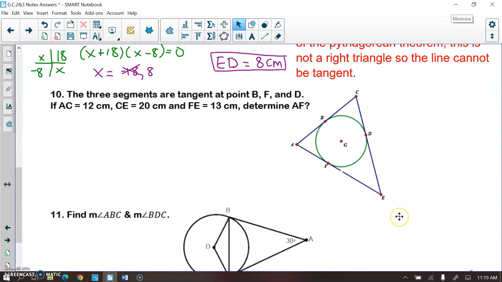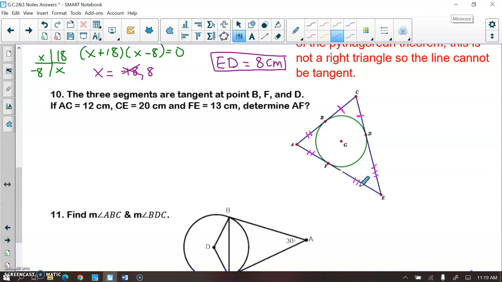All right, so looking at the next one, just looking at the diagram, I have tangent segments BC and DC intersecting at C, so both of those are congruent. I have BA and FA intersecting at the same point on the outside, so both of those are congruent. And I have tangent segments DE and FE intersecting at the same vertex, E, so those are congruent.